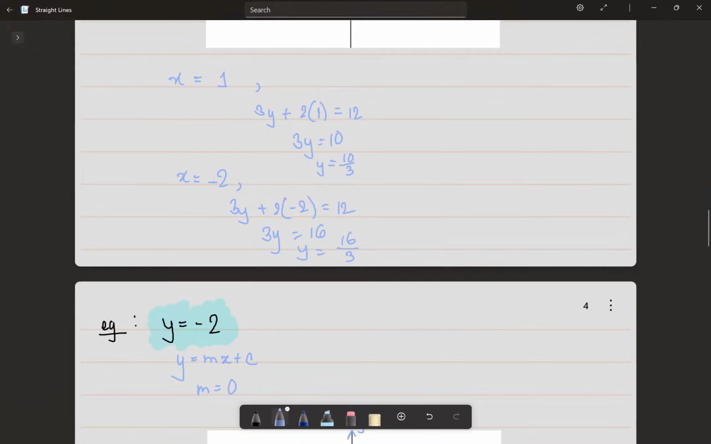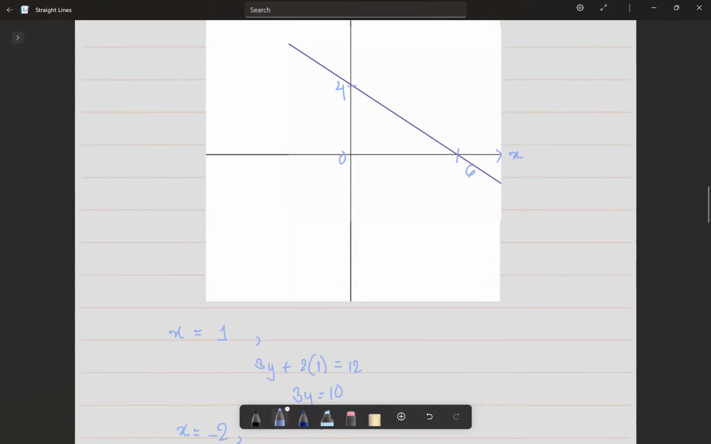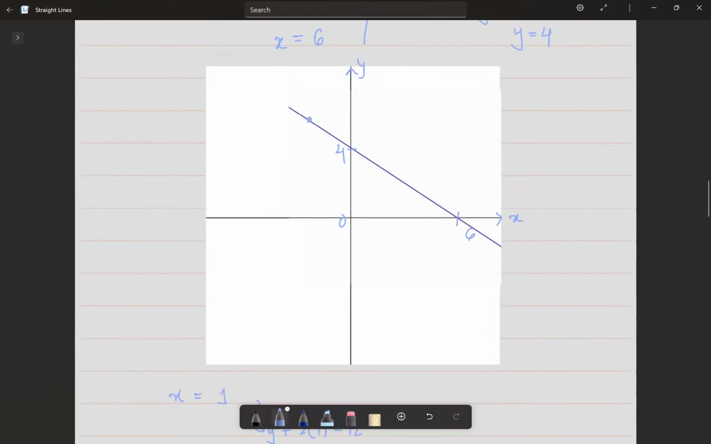If we plot these 2 points, these will be points on the graph. For negative 2, it will be a point somewhere here, and for 1, it will be a point in here. This is 16 by 3, a point slightly over 4, and this point is 10 by 3, which is 3.33, a point less than 4. With any other 2 points also, we can sketch the graph and we will end up with the same line.